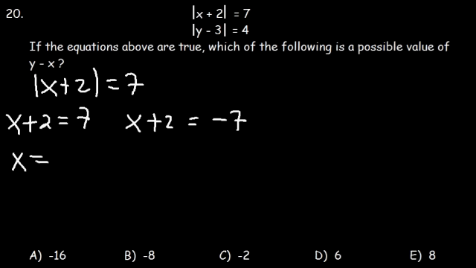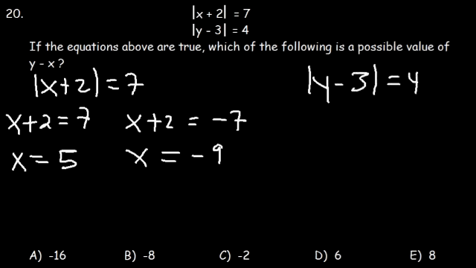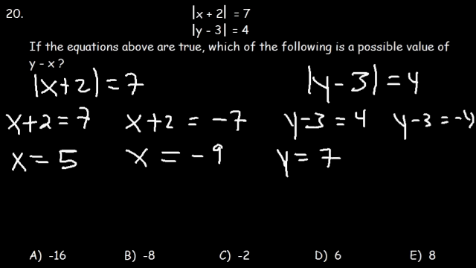So for the equation on the left, if we subtract both sides by 2, x is equal to positive 5. And for the second equation, if we subtract both sides by 2, x is equal to negative 9. Negative 7 minus 2 is negative 9. Now, for the other equation, the absolute value of y minus 3 is equal to 4. Now let's write two equations. Y minus 3 is equal to positive 4, and y minus 3 is equal to negative 4. So, if we add 3 to both sides, 4 plus 3 is 7, and negative 4 plus 3 is negative 1. So these are the possible values of x and y.